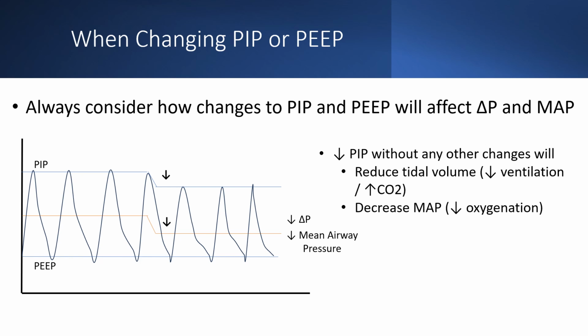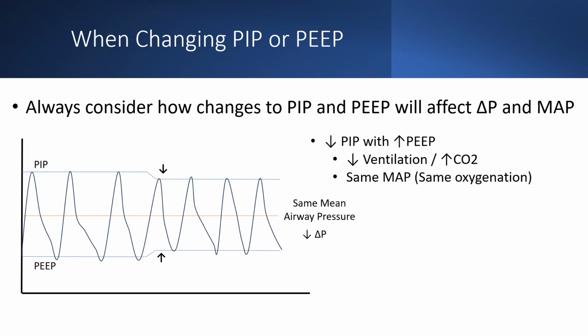For example, a blood gas reveals a low carbon dioxide level, and the tidal volume is to be weaned. In this example, the peak inspiratory pressure was decreased, while the PEEP remained unchanged. This resulted in a decrease in the delta P and increase in carbon dioxide. However, it also reduces the mean airway pressure, which will decrease oxygenation.